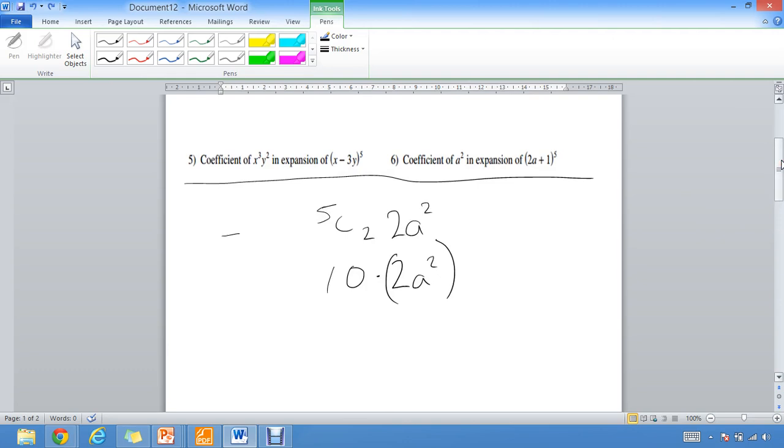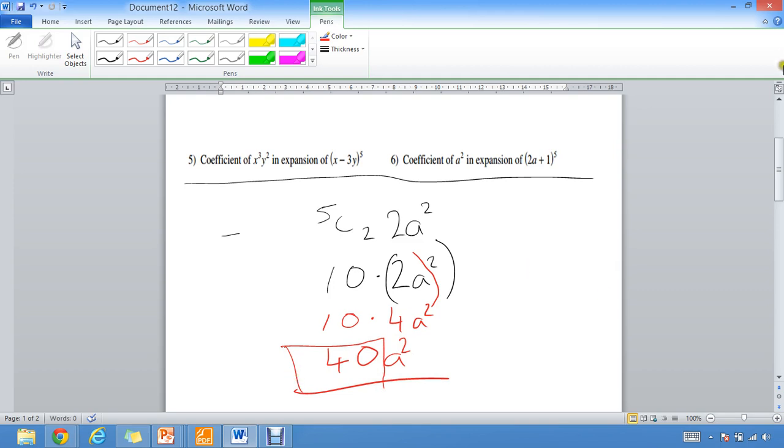Okay, I'll do it in red. So your bracket should go there because that means we're raising everything in this bracket to the power of 2. So 2 squared will be 4, so it's 10 times 4a squared, and that will give you 40a squared. Right, so your coefficient for that question is 40.